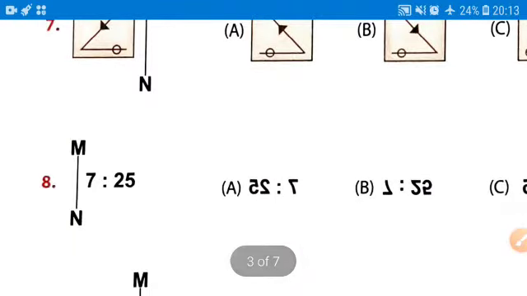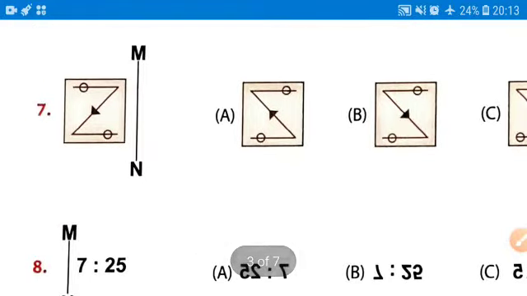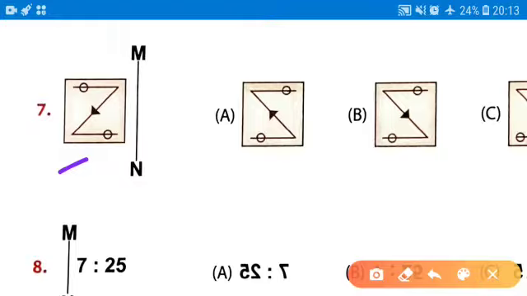Now coming to the next question, that is question number 7. Here this is the figure, this is the object, and we have to make the mirror image of this object along this MN mirror. This is the mirror placed here.